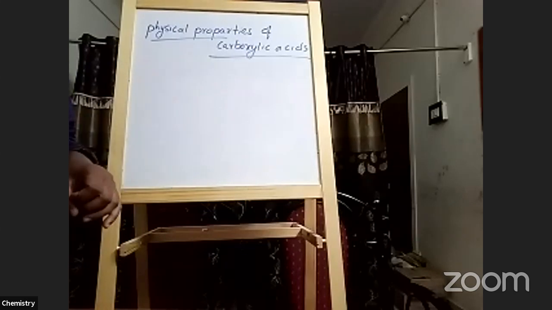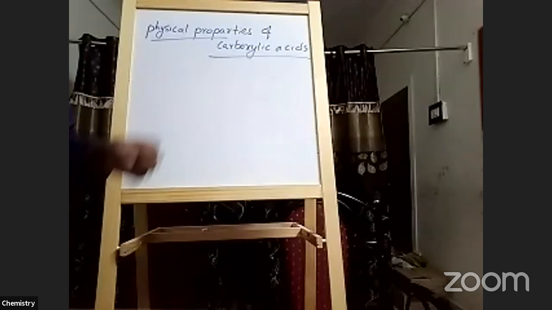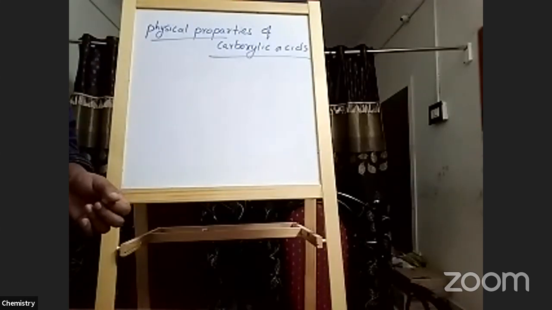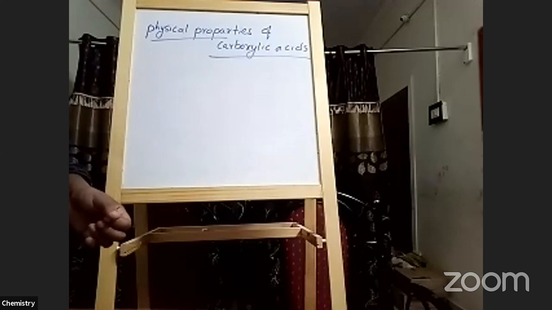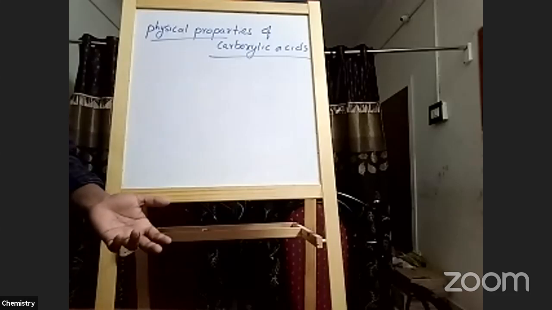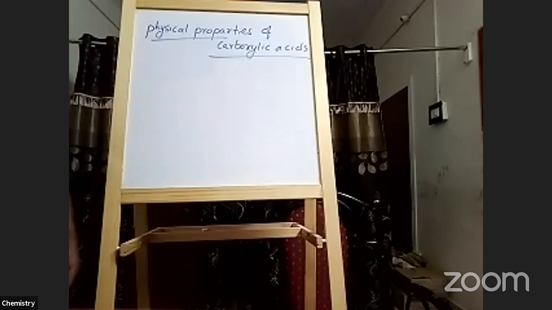So you should remember carboxylic acids have a higher boiling point than aldehydes, ketones and alcohols also. First preference you have to give to carboxylic acids, then alcohols, next aldehydes and ketones, then hydrocarbons. That is the order of boiling point you have to give. Why do carboxylic acids have the highest boiling point compared with alcohols, aldehydes and ketones? Due to intermolecular hydrogen bonding in the molecules.